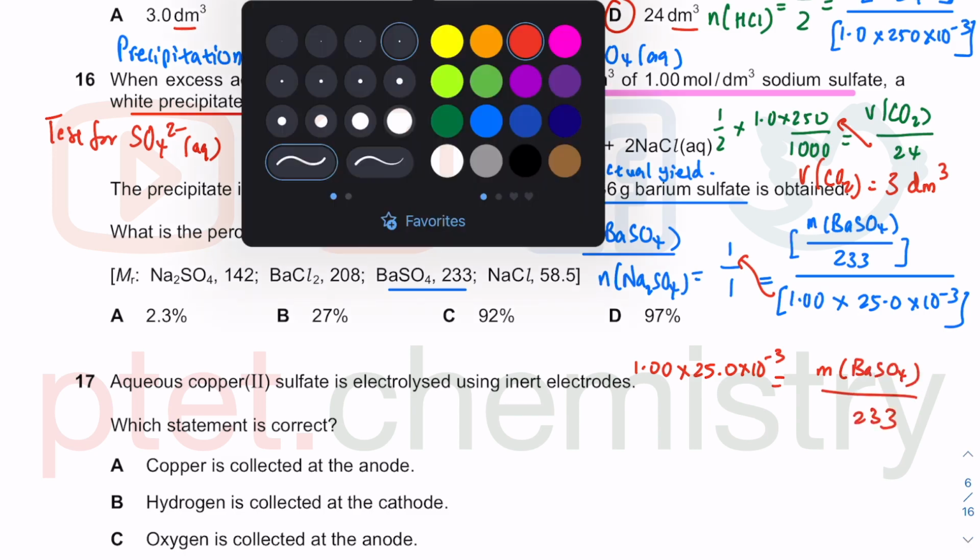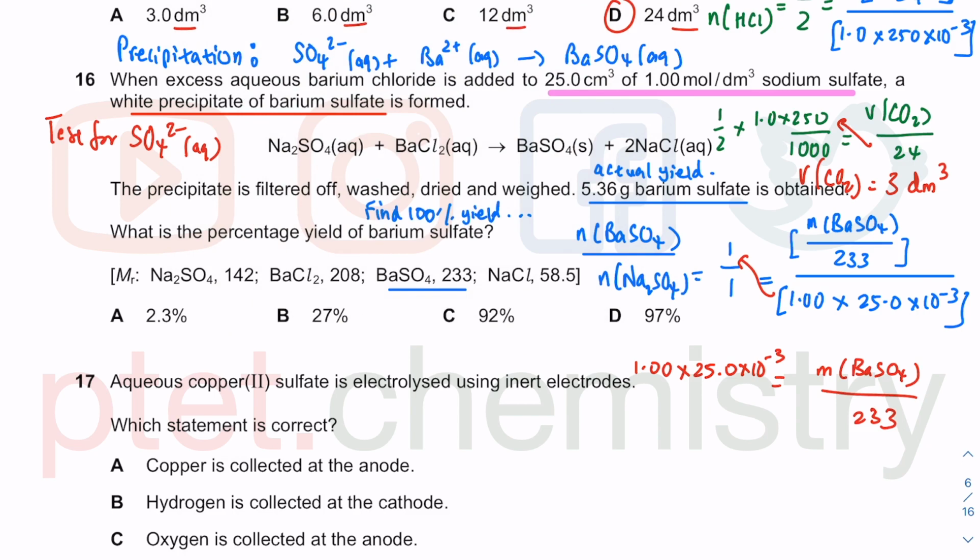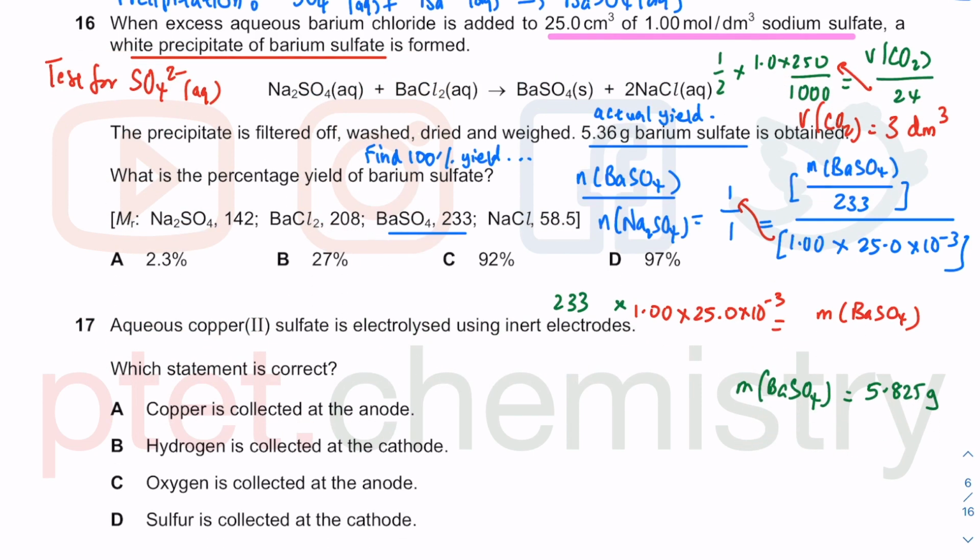I'm just going to show you that the 233 can be moved up to the other side, and then that become multiplied by 233, and therefore overall you just need to key in your calculator for the final answer. 233 times 1.00 times 25.0 exp minus 3, I get 5.825 gram. Remember, these are mass balance that can measure 2 decimal place, so by right it should have been 5.83 gram to 2 decimal place.